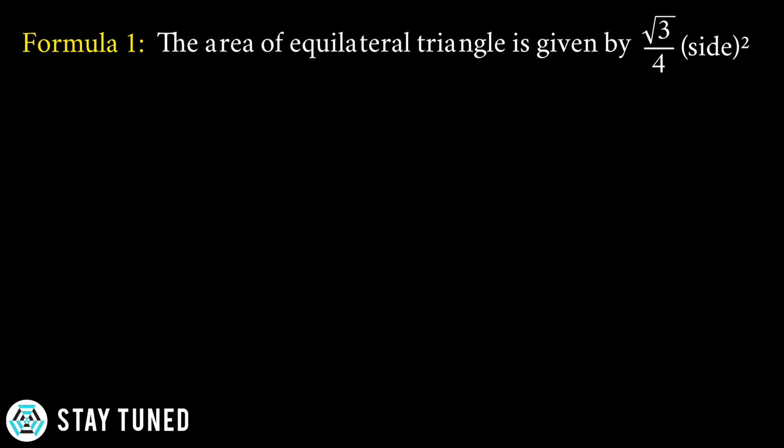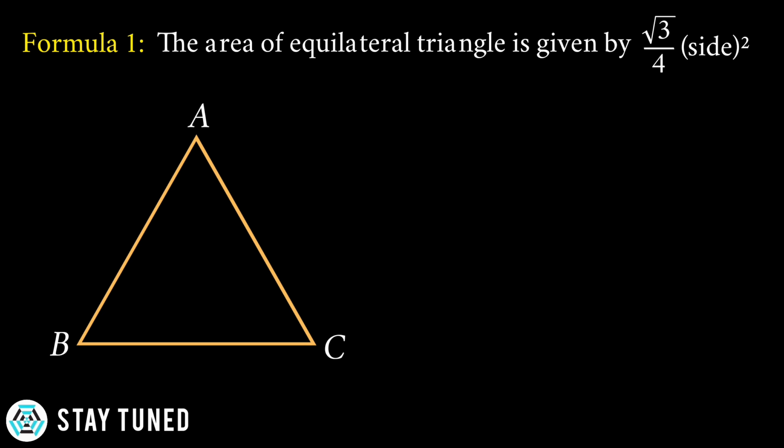Before beginning with the solution, I will discuss two formulae related to area of triangle and circle. Now, the first formula states that the area of an equilateral triangle is given by root 3/4 times side squared. So consider a triangle ABC whose each side measures a units. Then the area of triangle ABC is root 3/4 times a squared.